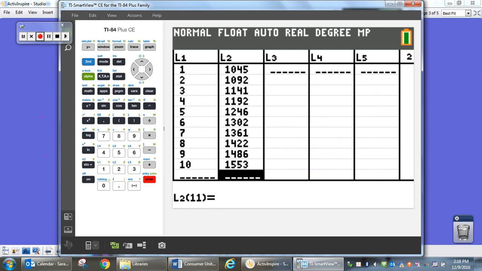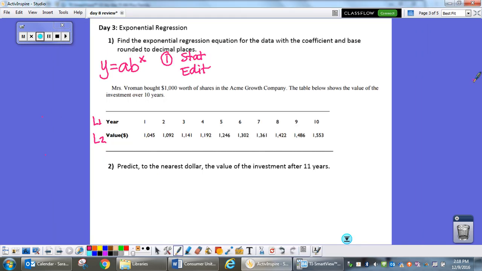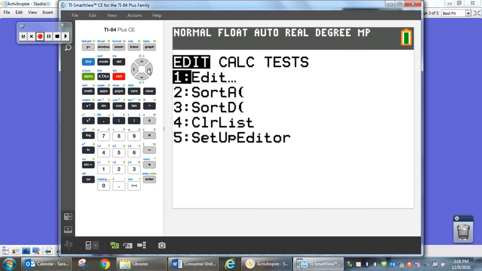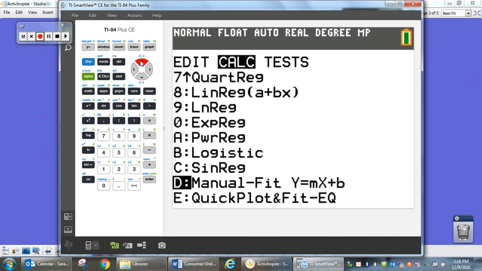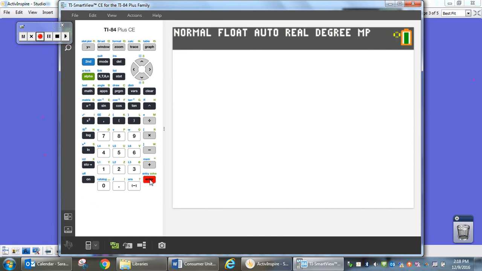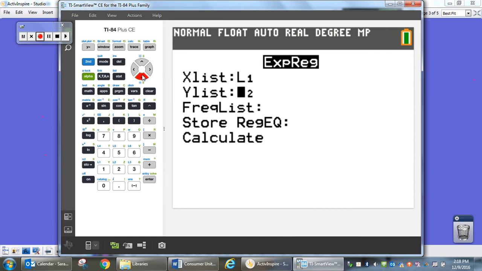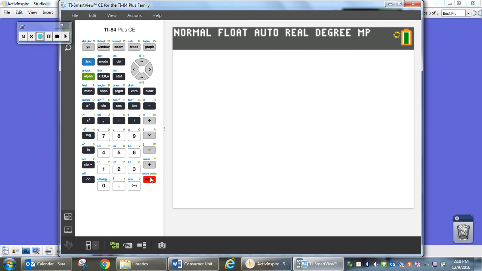All right, got your data. Your next step is going to be to actually do the calculation. So here you hit stat, go over to calc, and you go down to 0, which should be the EXP, exponential regression. And you don't have to get an R value, nothing fancy. So stat, over to calc, down to linear regression, I'm sorry, exponential regression. And if you have this type of one, you can just go down to calculate, enter, enter.